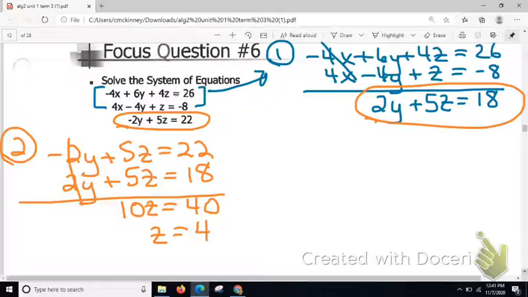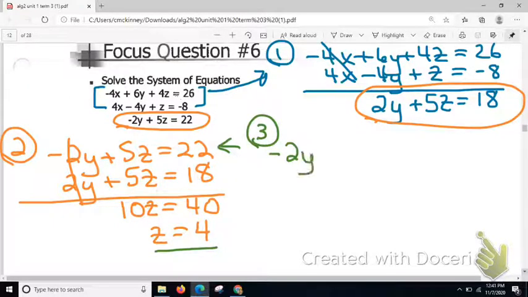So I have one variable. Now, don't try to rush back and take that to one of the big equations. Take it back to one of those two that we just worked with. So I'm going to take that piece of the answer and plug it in to this. So that's going to be my step 3.